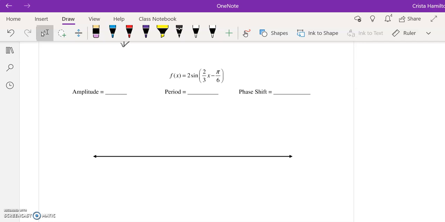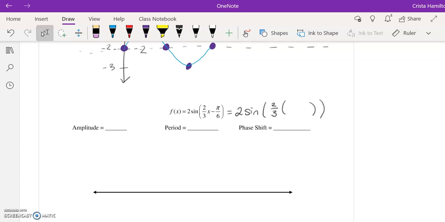Now, obviously, this one's a little bit harder. There's a lot more going on. The first thing I'm going to do is I'm going to rewrite it in that transformation form. 2 sine, and I'm going to start by factoring out the 2/3.